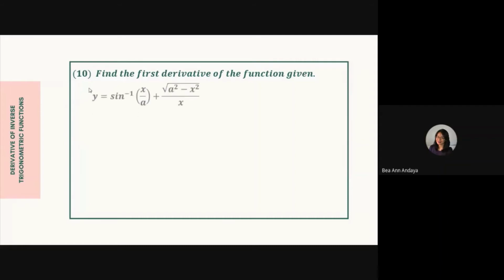Okay, for the final example, we have y equal to the inverse sine of x over a plus the square root of a squared minus x squared divided by x, provided that a is taken as constant. So, para mas madali, divide natin ito sa dalawang functions. Take note that is addition. At pag dinivide mo yan, pangalanan natin ito na f, and this one is g.